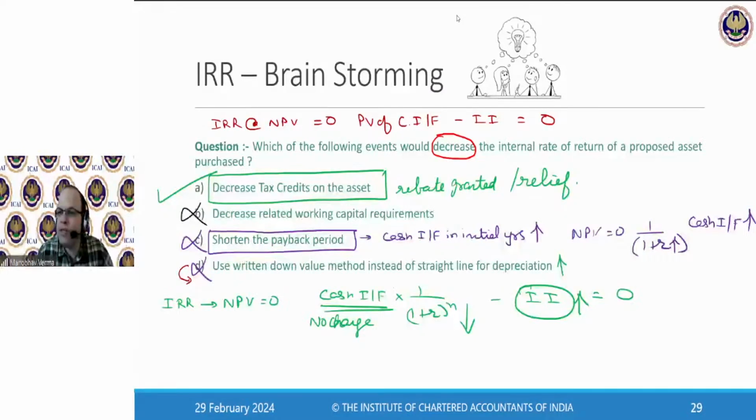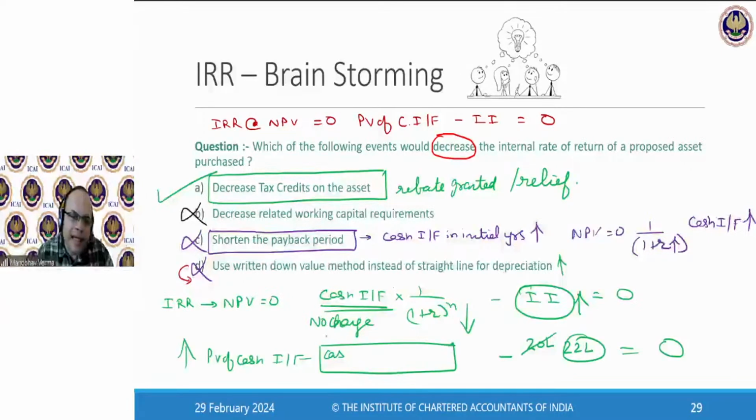Now, for this number, mind you, your NPV has to be zero. The present value of cash inflow has to increase, and the cash inflows here are not changing. So the only thing I have to change is reducing my rate of return. So Srinivasan, I hope it makes sense now with the explanation at the bottom right of your screen.